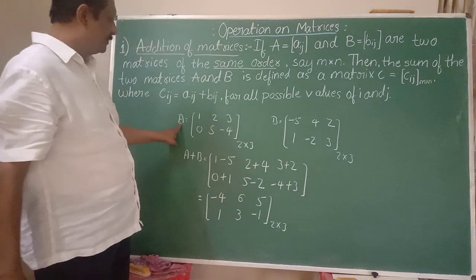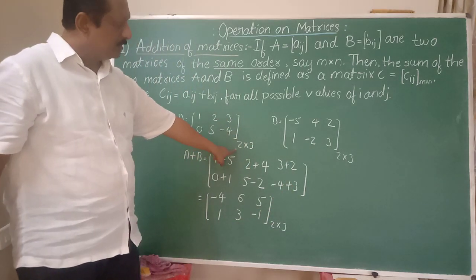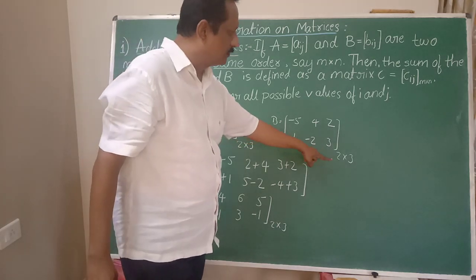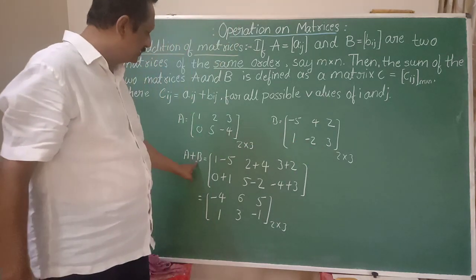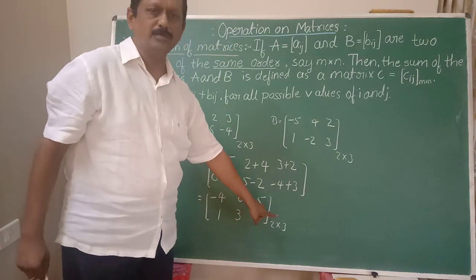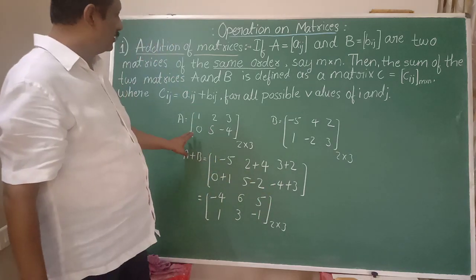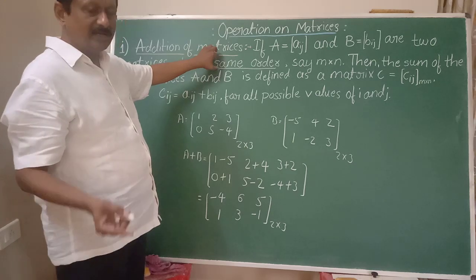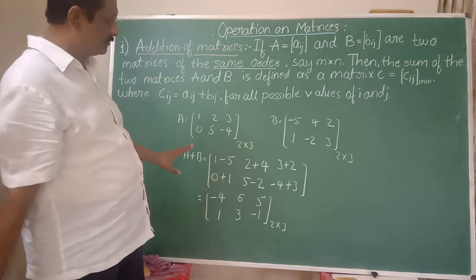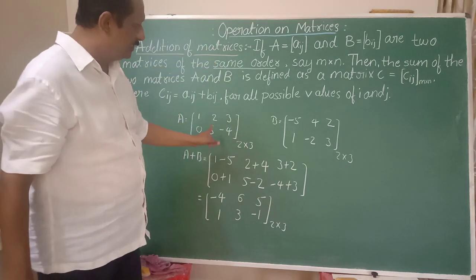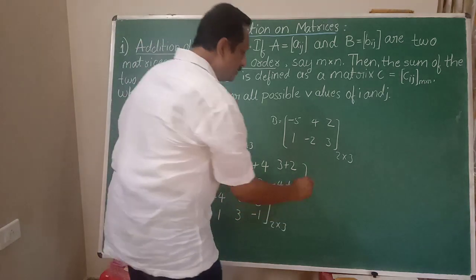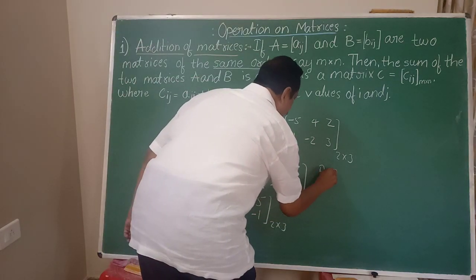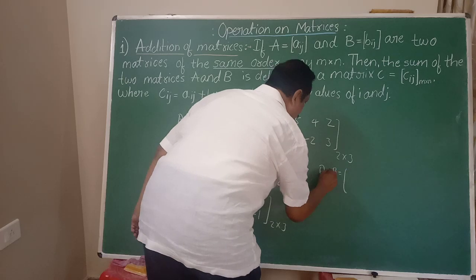So A is a matrix of order 2 into 3. B is a matrix of order 2 into 3. Then its addition is also a matrix of order 2 into 3. So therefore, you can add two matrices if they are having the same order here. Similarly, for subtraction also. Okay, here A and B, these are the matrices. Then you can subtract the two matrices here. Even here also, the order must be the same.